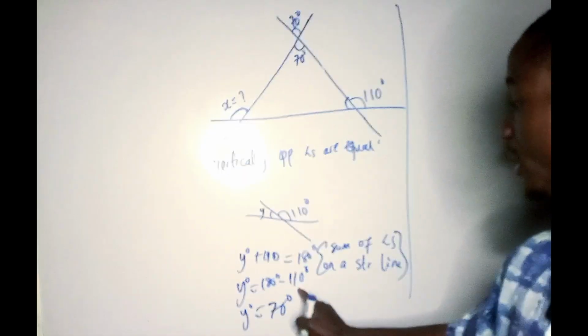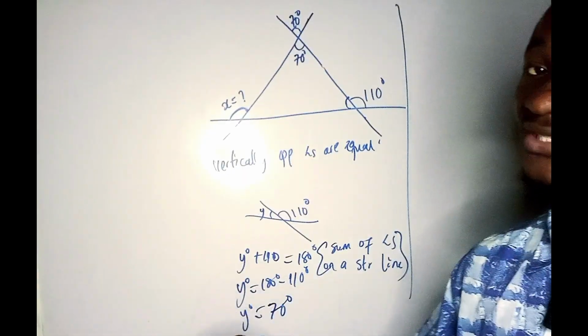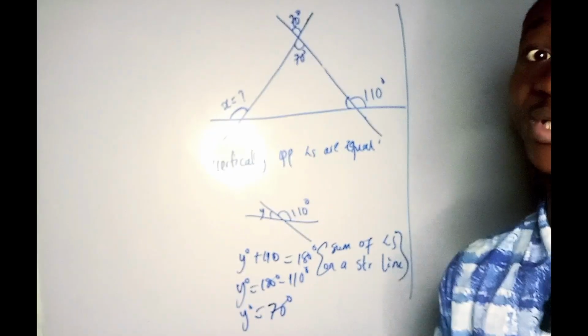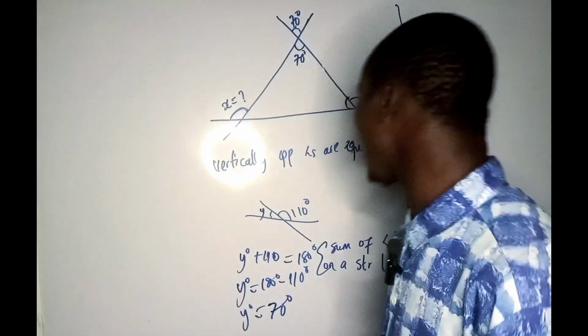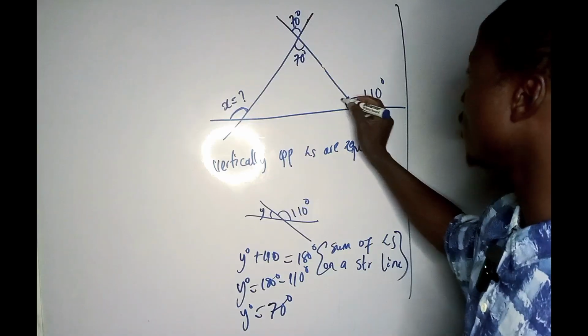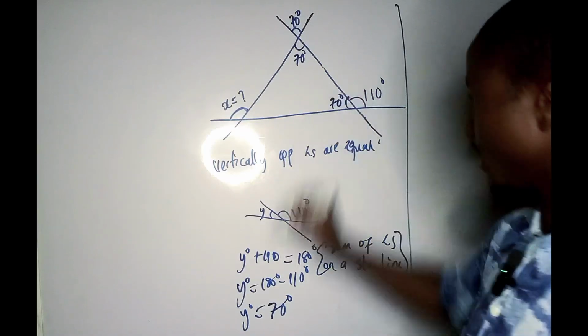How do we bring this to be negative? As long as a positive sign crosses the equality sign, it becomes negative. The sign changes to what? Negative. Now, our y is now what? 70. Don't forget, our y is from this side, which means here is now 70 degrees.